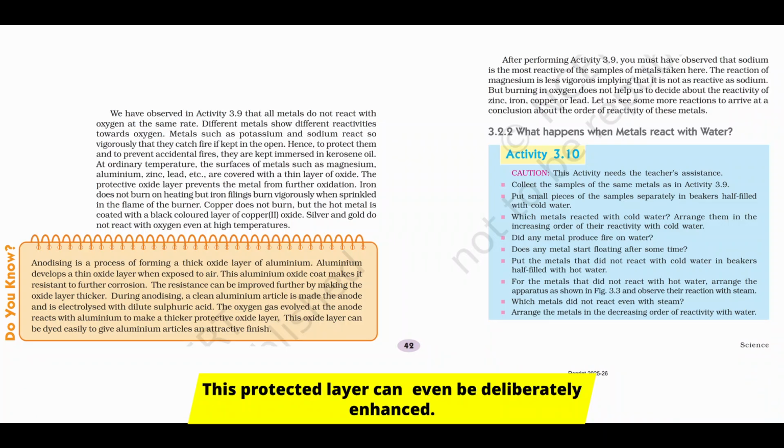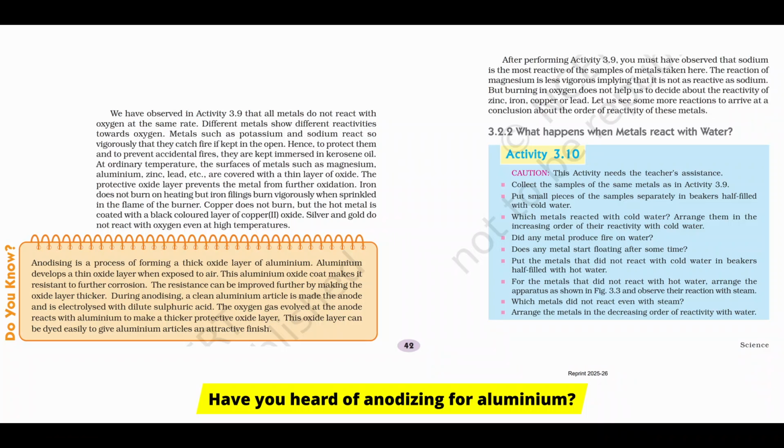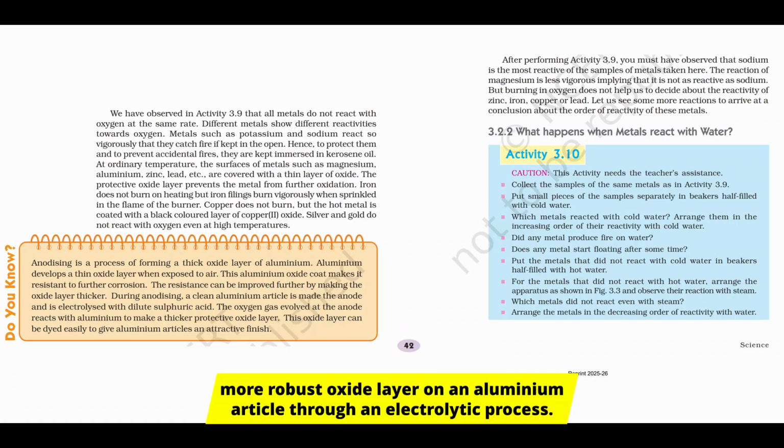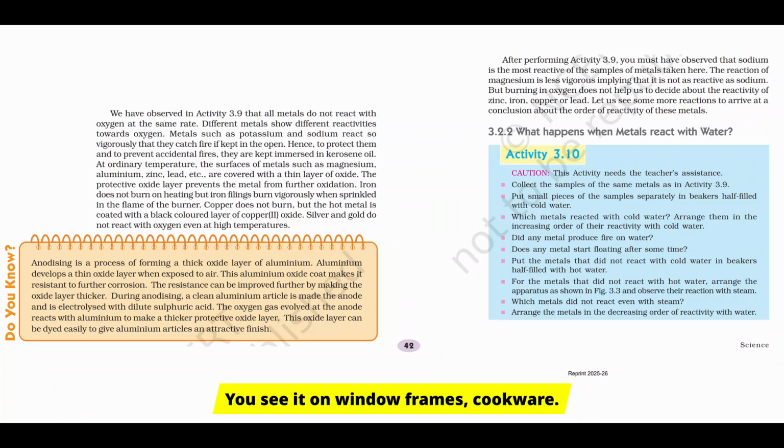This protected layer can even be deliberately enhanced. Have you heard of anodizing for aluminium? Vaguely. It makes it tougher. Yes, and more resistant to corrosion. Anodizing involves forming a much thicker, more robust oxide layer on an aluminium article through an electrolytic process. This thicker layer significantly improves corrosion resistance and can even be dyed to give aluminium products an attractive finish. You see it on window frames, cookware. Okay, that's a practical application. Now, in contrast, think about iron.